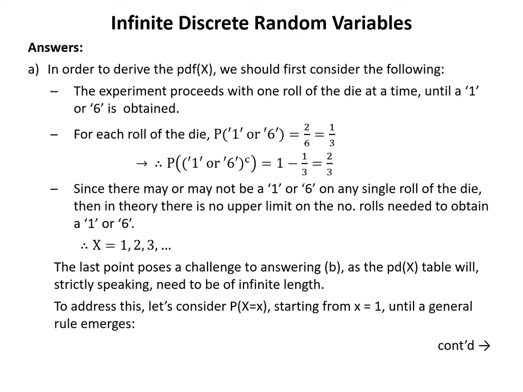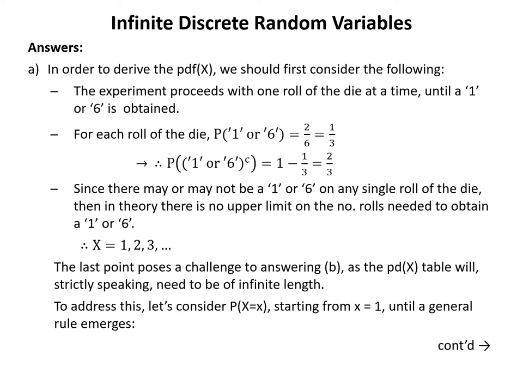Now, since there may or may not be a 1 or a 6 on any single roll of the die, then in theory, there's no upper limit on the number of rolls needed to obtain a 1 or a 6. In other words, we could, in theory, keep getting numbers other than 1 or 6. So because of that, the possible values of x start with a minimum of 1 and then go up to 2 and 3, etc. But theoretically, there's no upper limit.